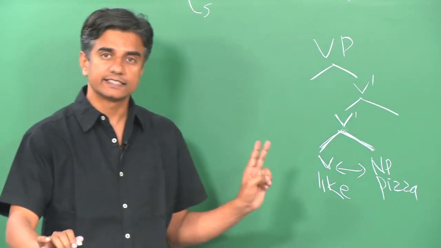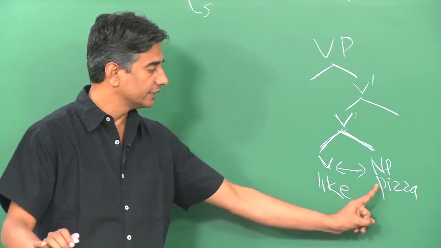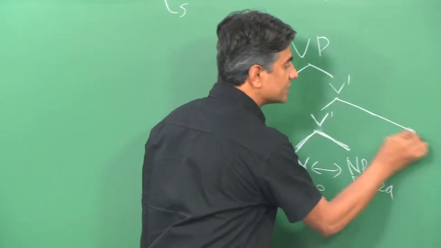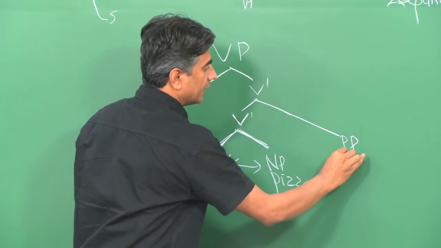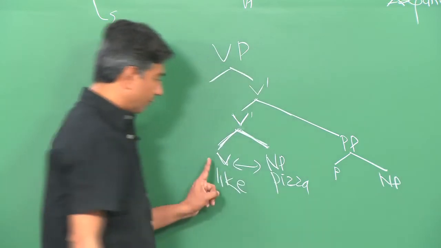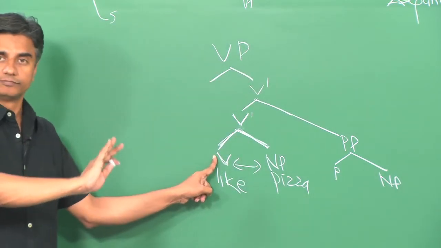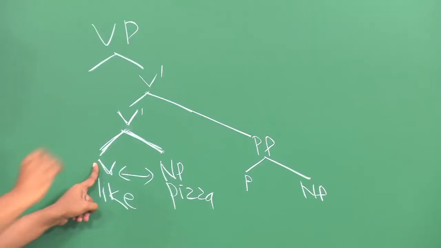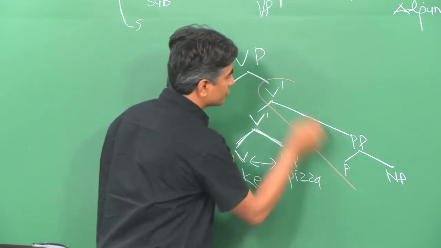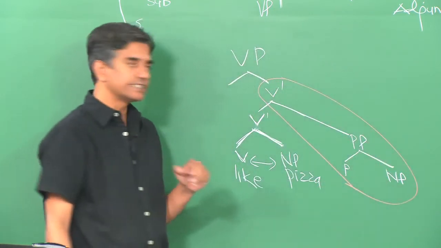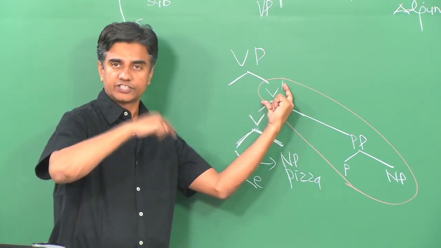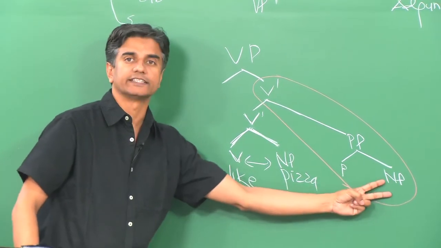But in this case, you see two things. One, the complement, which is a subcategorized element of the verb, and the other, which is a PP, and the relative distance of this phrase from the head is far. And because of the additional element, this whole phenomenon is known as adjunction. That is, we have just created an extra adjunct space to represent this thing.